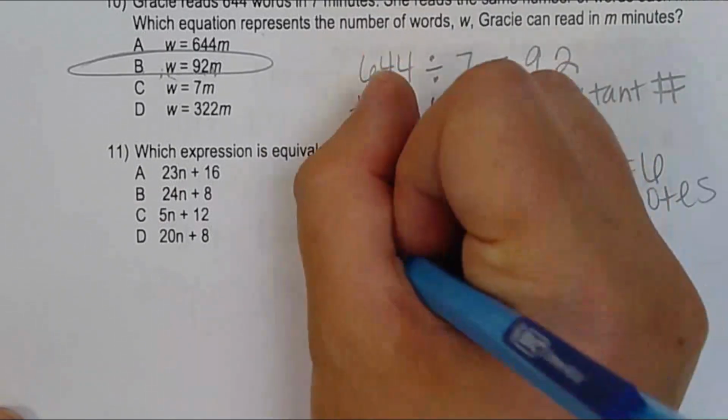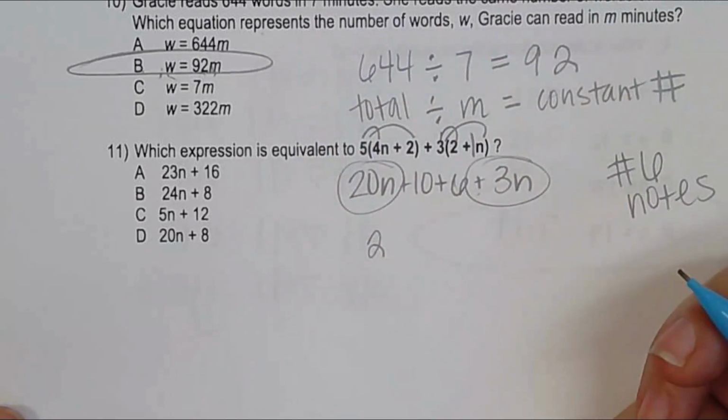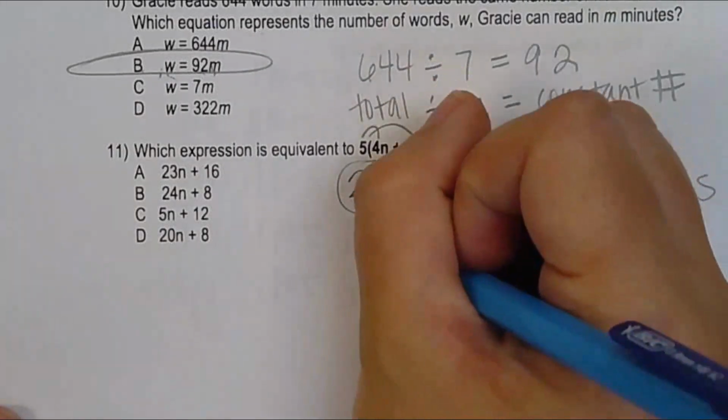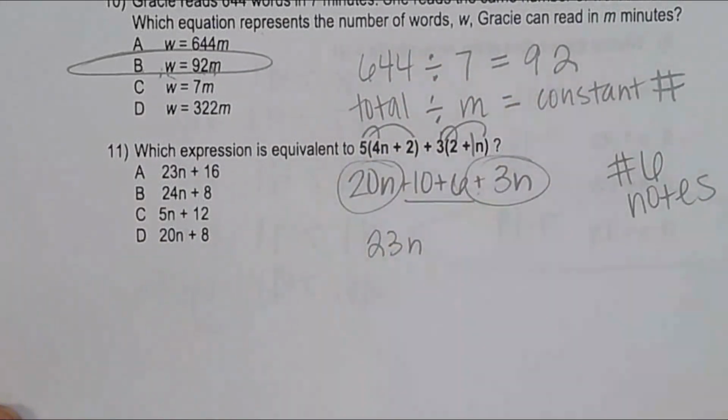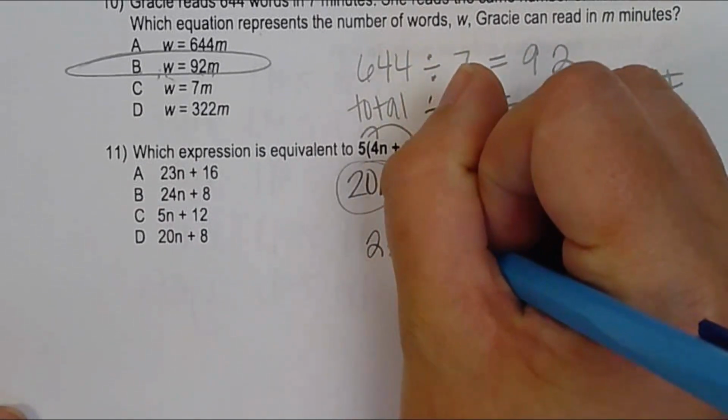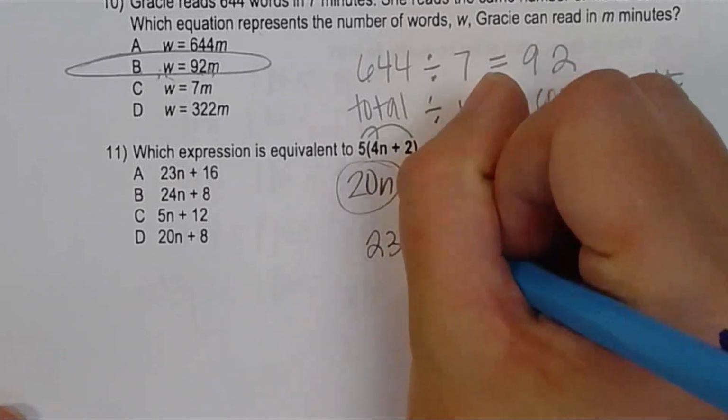So 20n plus 3n, I look at the sign before the number, is 23n. And then my constant numbers that are left over, I simplify them and you get 16. What kind of 16? Positive.